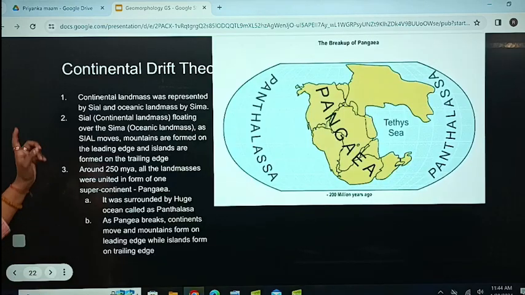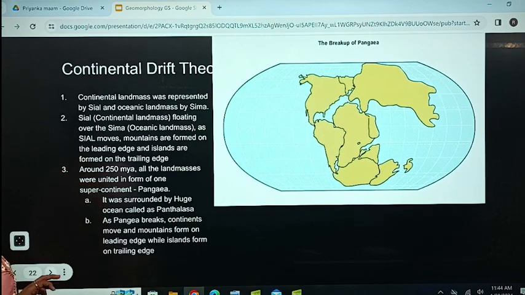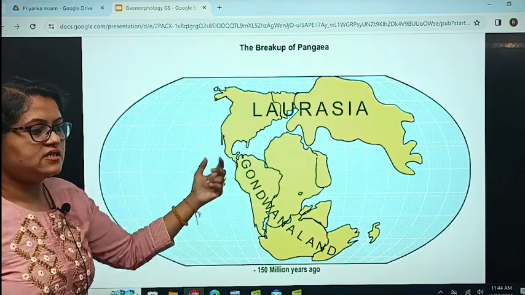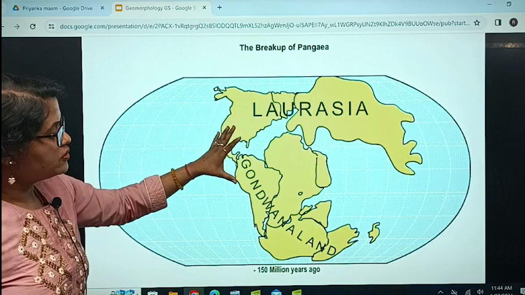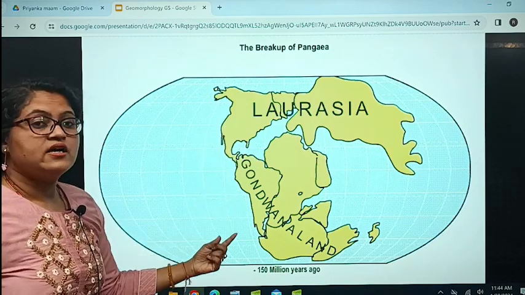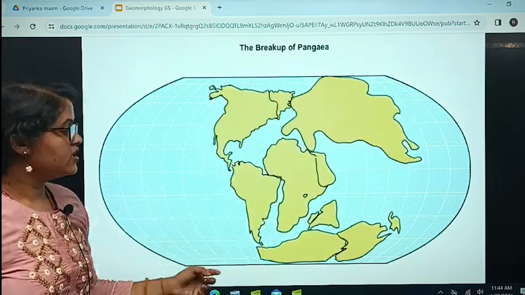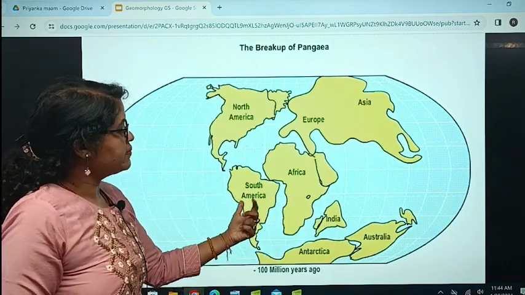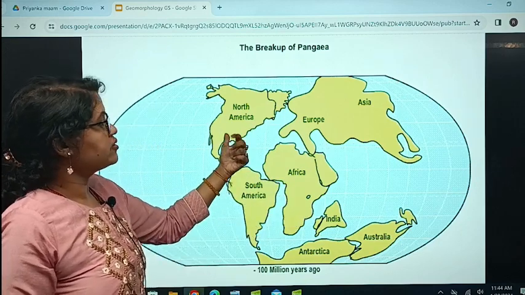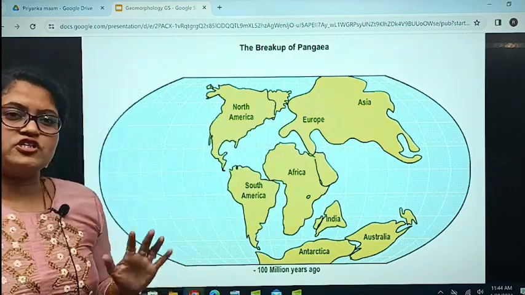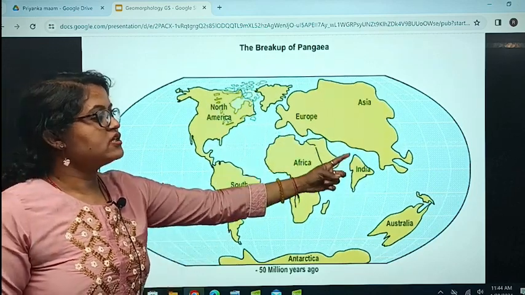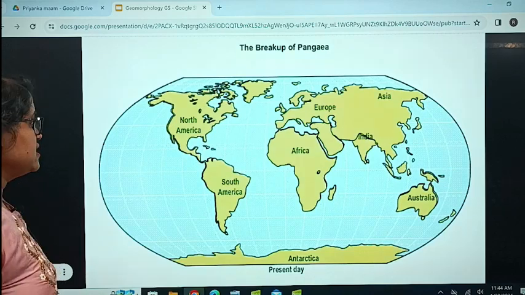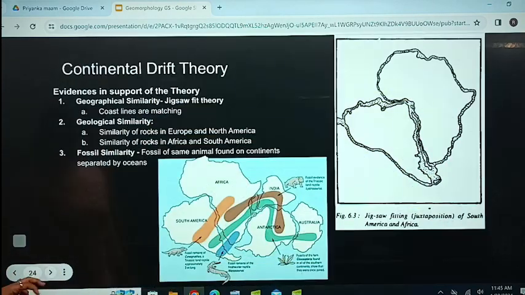The continental drift theory talks about the phenomenon that the land was divided into two parts, Pangaea and Panthalassa. Pangaea broke into different parts, Laurasia and Gondwanaland. Gondwanaland further broke into smaller continents like South America, Africa, India, and later North America and Asia. This is as per the continental drift theory, and today we can see this formation. So this is continental drift theory.